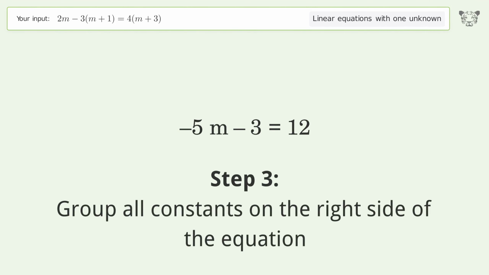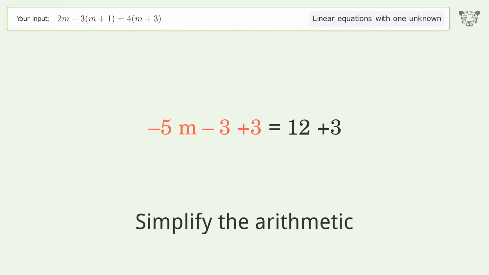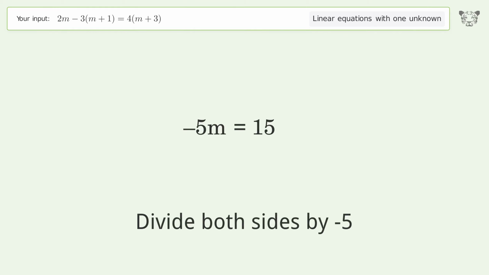Group all constants on the right side of the equation. Add 3 to both sides. Simplify the arithmetic. Isolate the m. Divide both sides by -5.